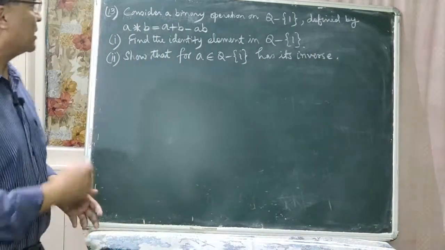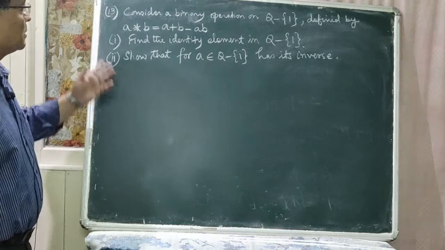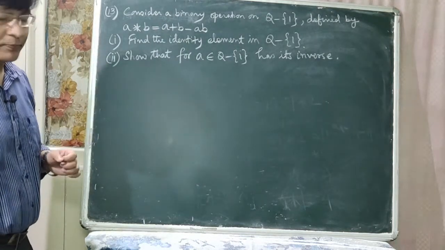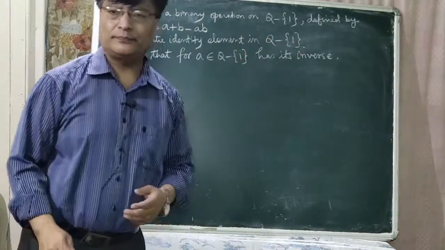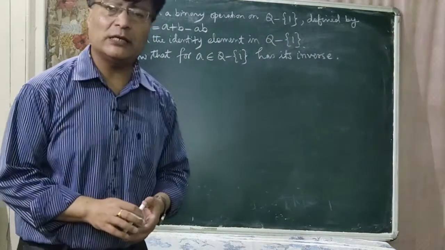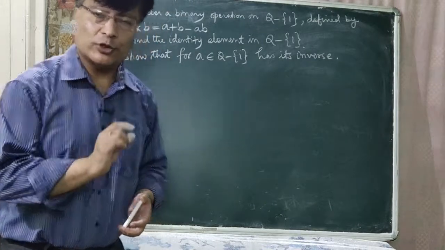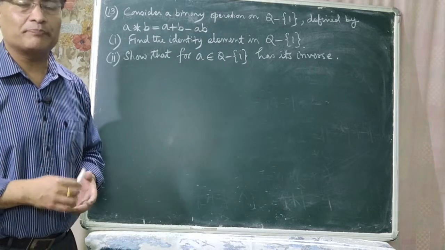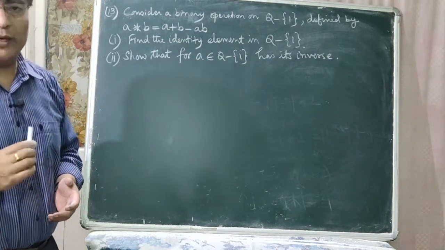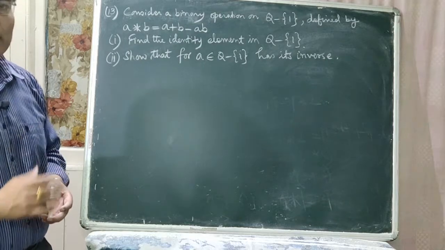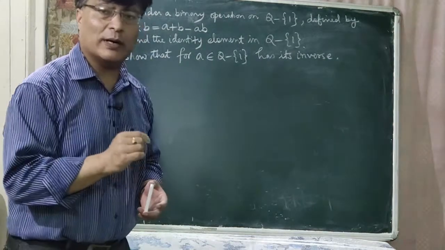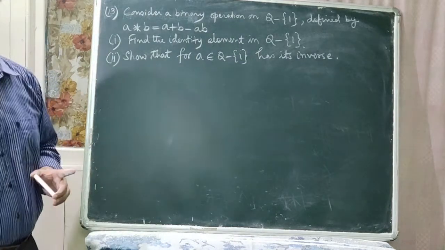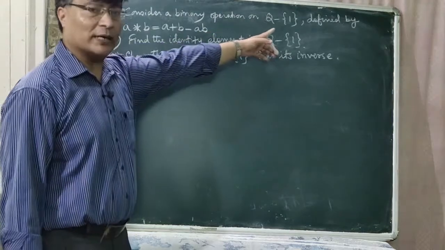So now we'll do the next question, that is question number 13. So consider a binary operation on Q minus 1. So what is Q minus 1? So you should understand the meaning of Q minus 1. So Q belongs to the set of rational numbers. You know the meaning of rational number? A number of the form p by q where q not equal to 0 is known as a rational number. And here p and q are prime to each other. They should not have any common factor between p and q. Okay. So Q minus 1.